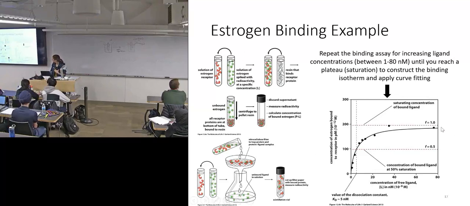And you can generate your curve, and you can find the halfway saturation point. Once you have saturation, you can find your midpoint and calculate this, which is about 5 nanomolar for estrogen to its receptor. So it's a pretty strong affinity. Like we said, nanomolar is the range of high affinity.